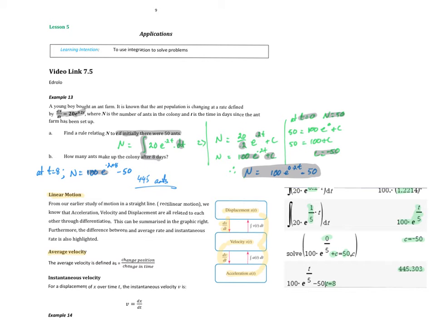A couple of other terms we've spoken about before: average velocity is the change in position over the change in time. Instantaneous velocity is my derivative, dx/dt. So average anything is y2 minus y1 over x2 minus x1. Instantaneous anything is the value of that rate at a point, so it's going to be a derivative.